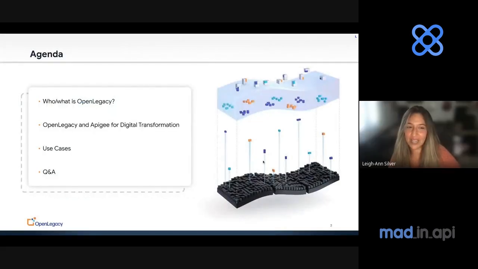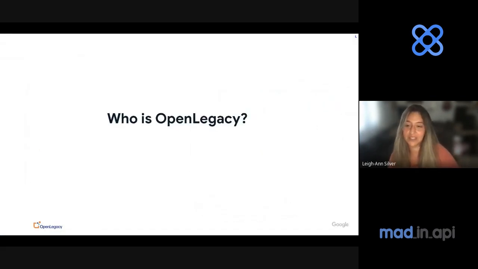Good. So today we will go over who and what is OpenLegacy, the OpenLegacy and Apigee partnership, how we can help with digital transformation, some use cases, and of course, Q&A. Please, this is a community, so you should not wait for the Q&A till the end. We will open up for a discussion, but if you do have any type of question during the session, by all means, raise your hand and let's address it.